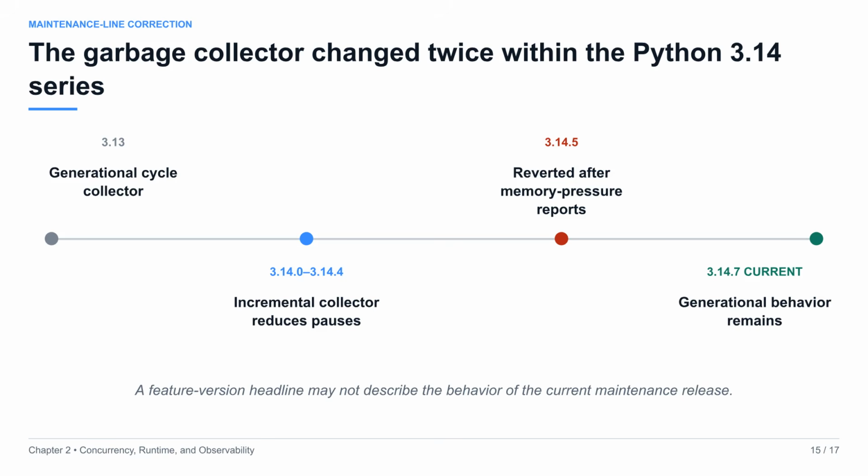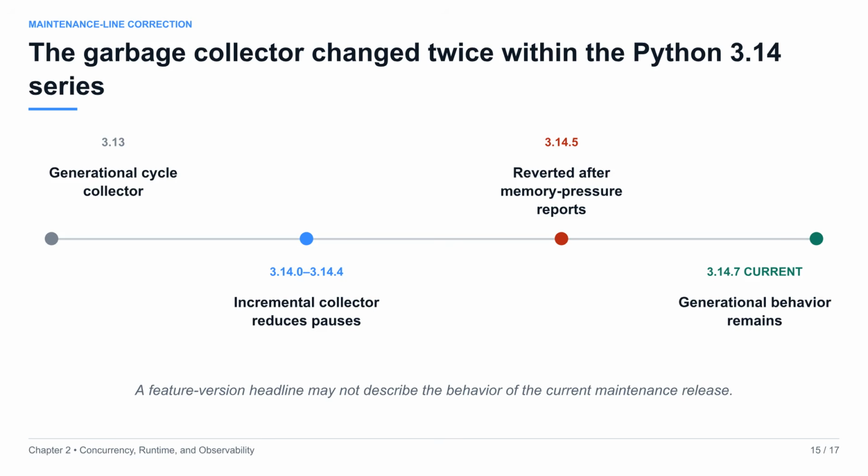Python 3.14.0 introduced an incremental cycle collector intended to reduce maximum pause times on large heaps. Production reports then identified significant memory pressure, and Python 3.14.5 reverted the change to the generational collector used in 3.13. Current 3.14.7 documentation presents the reverted behavior as the active state of the series. This is a valuable release engineering lesson. Benchmark and operational guidance must name a point release when maintenance updates materially change runtime behavior.